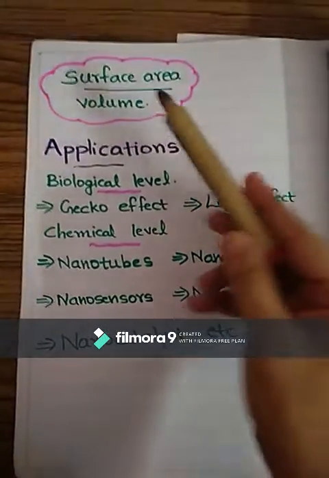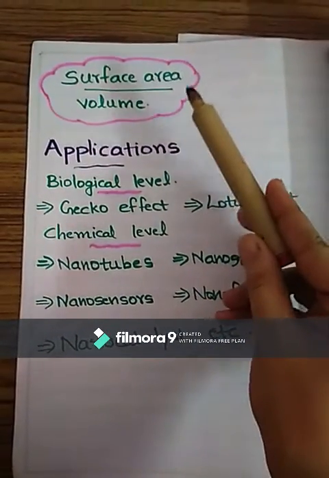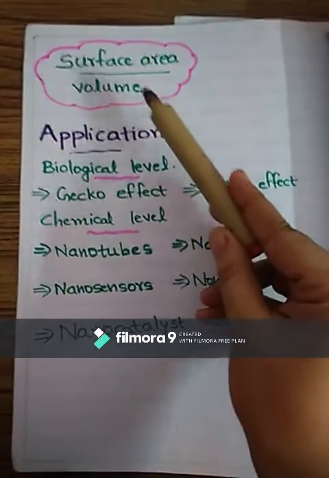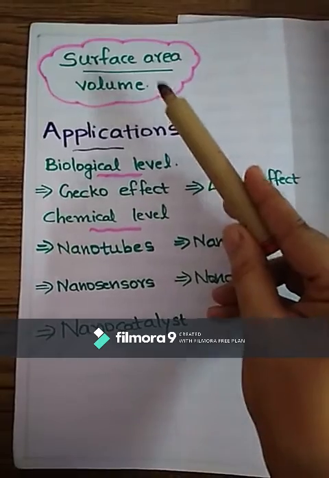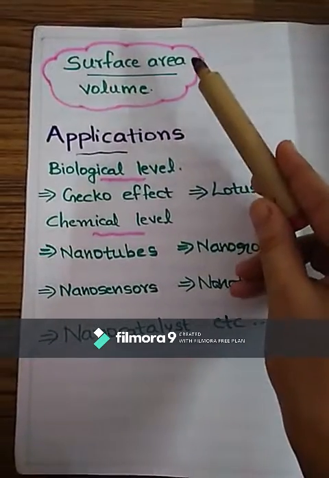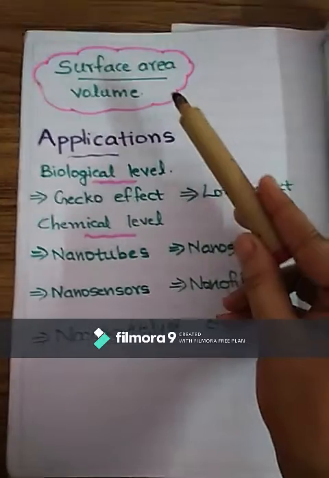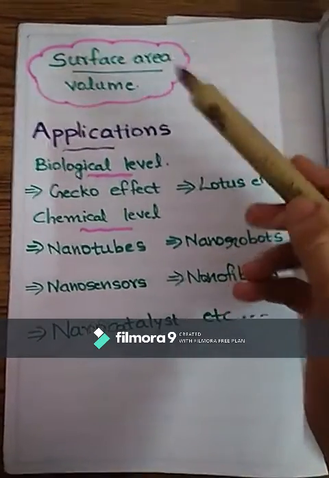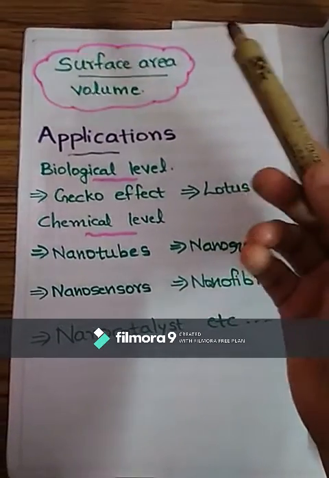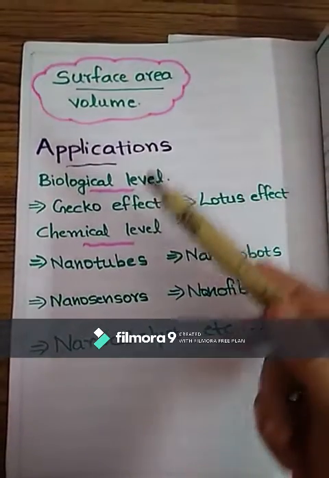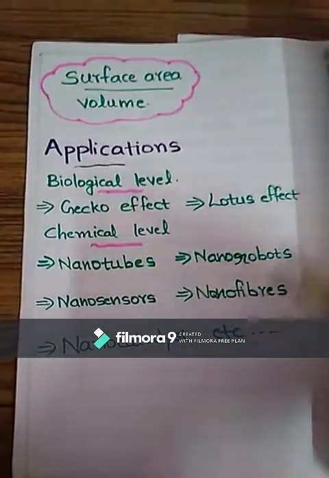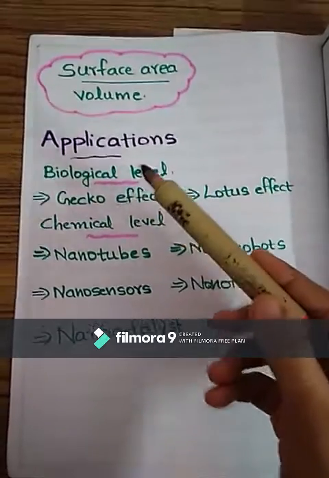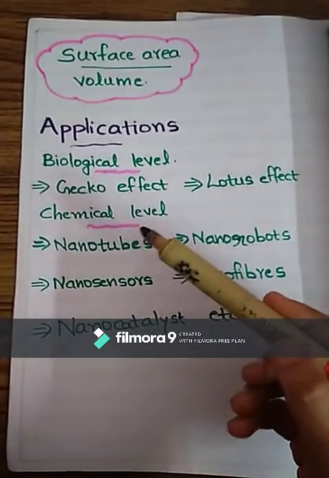One of the important points of nanochemical applications is the surface area to volume ratio. That is, nanoparticles exhibit a high surface area to volume ratio. As the surface area of the nanoparticles increases, their reactivity will also be high. And we can look into the application levels. It contains many biological as well as chemical applications.